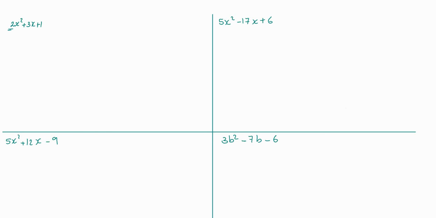Now we will learn how to factorize the quadratic expressions that have coefficient a greater than 1. Let's start with the first example: 2x squared plus 3x plus 1. A, B, C. We will get AC, 2 times 1 equals 2, B equals 3. Then we will look for two numbers whose product is 2 and whose sum is 3. Yes, 2 and 1.